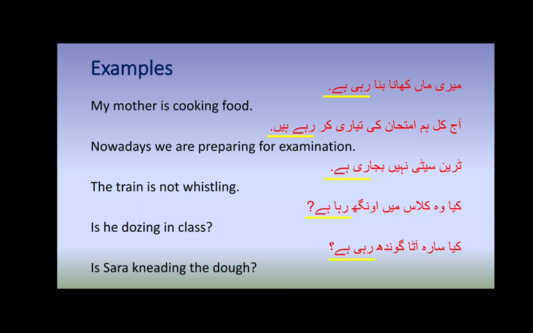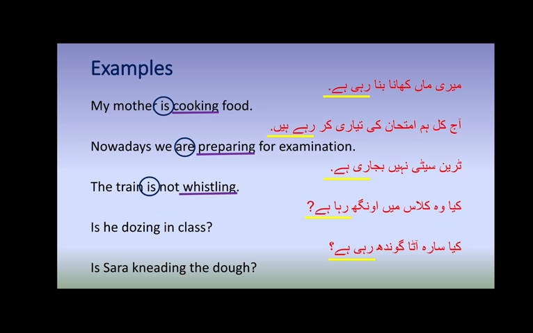Okay, come to the English translation. My mother is cooking food. Here, you will see 2 verbs. One is the helping verb, which is is, and the other is the main verb, which is cooking. In the second example, you will see again 2 verbs. Are is the helping verb, and preparing is the main verb, which is in the first form with ing. In the third, again, is is the helping verb, and whistling is the main verb with ing.